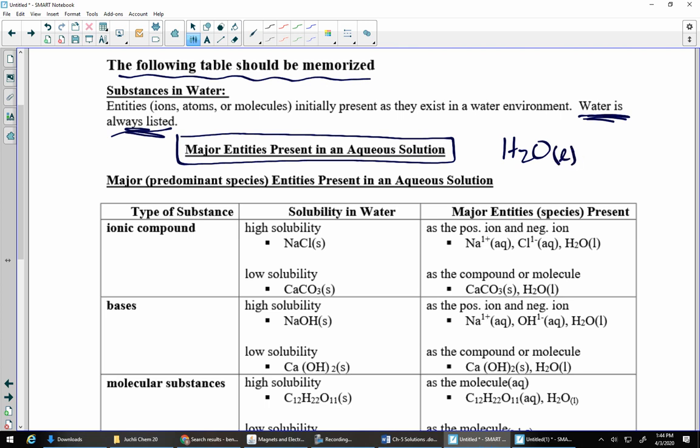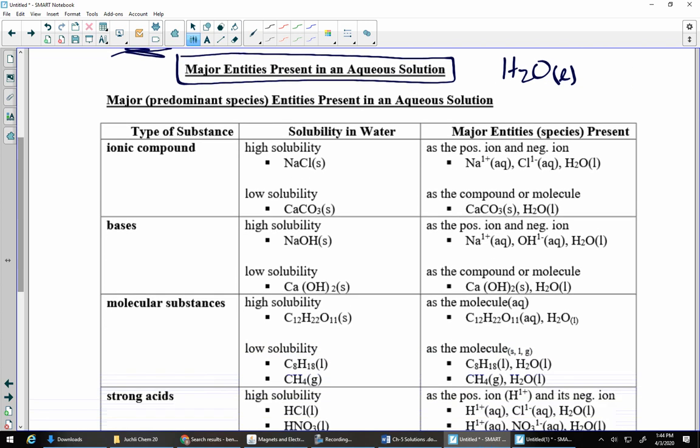So let's go through and check a couple of them out. For ionic compounds, we've got two options here. We've got things that are highly soluble, and if they're highly soluble, they're going to break apart into their positive ions and their negative ions, their cation and their anion. For this example, we've got sodium chloride. It's going to break apart into sodium ions, chloride ions, and of course we've got water. So those are the major things that are present.